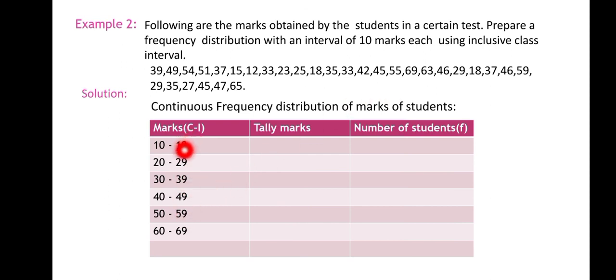So in inclusive class intervals, the upper limit of the class and the lower limit of the next class should not match. They should not be equal. Okay, they are not equal.